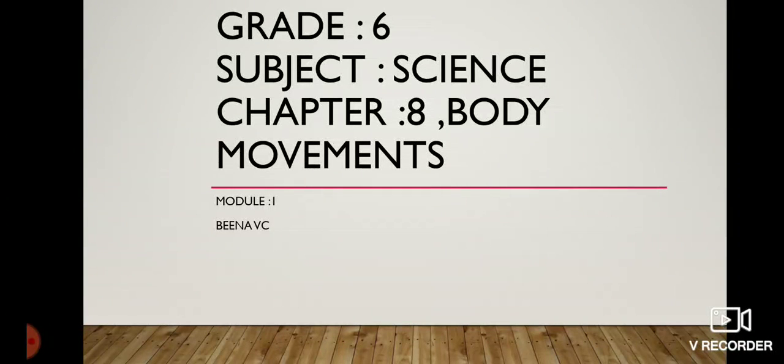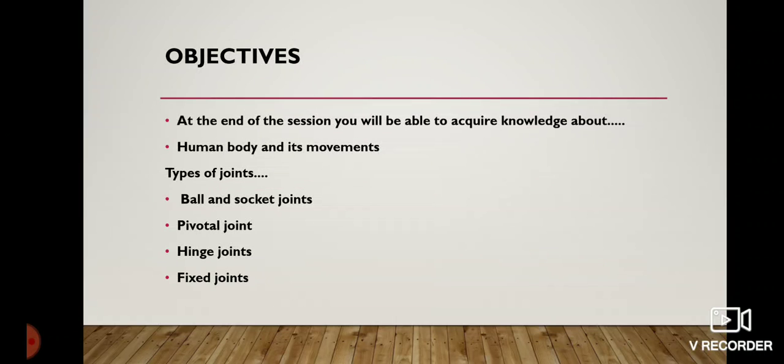Grade 6, Subject Science, Chapter 8, Body Movements, Module 1. Objectives. At the end of the session, you will be able to acquire knowledge about the human body and its movements, types of joints, ball and socket joints, pivotal joint, hinge joints, and fixed joints. Let us move.